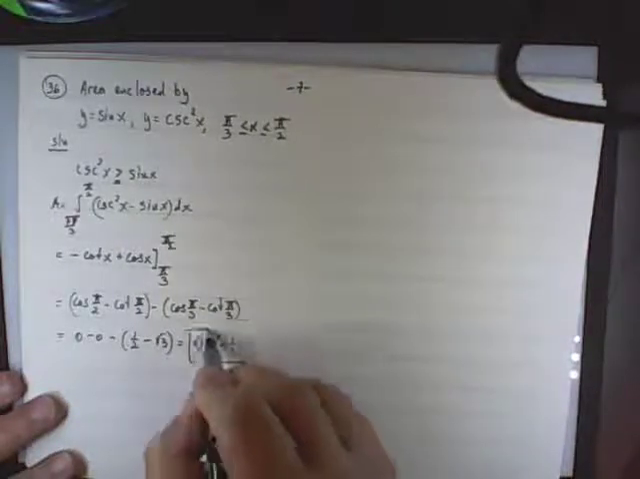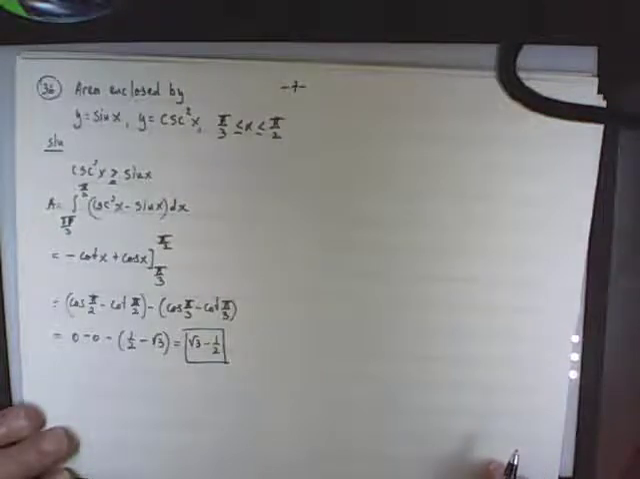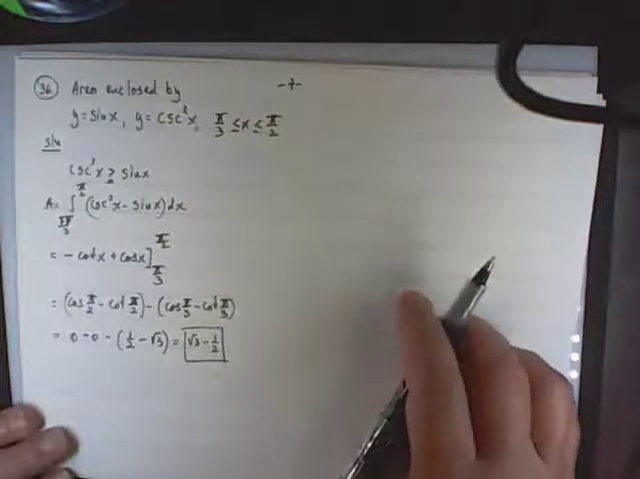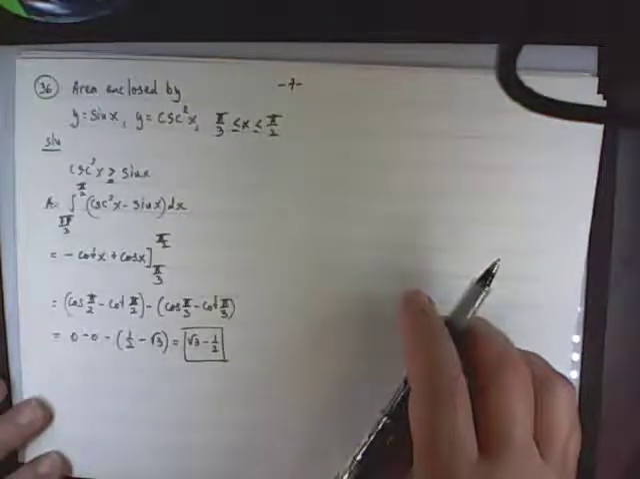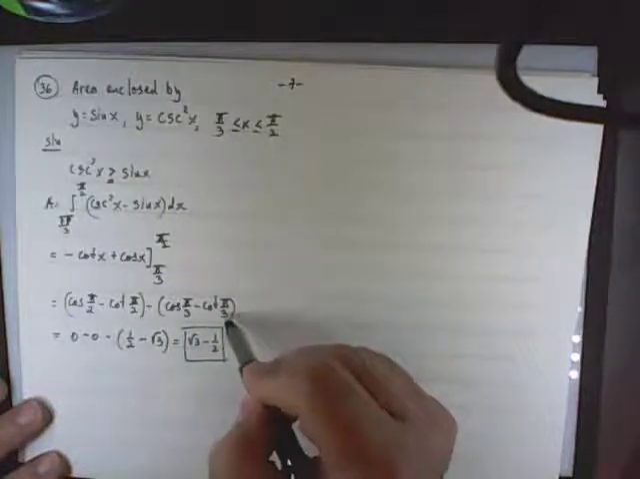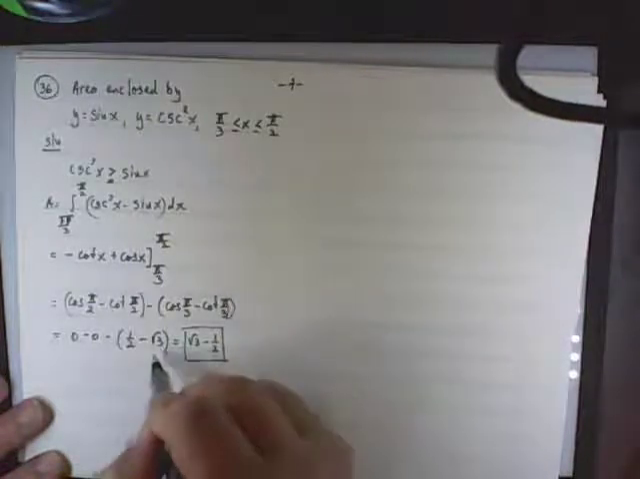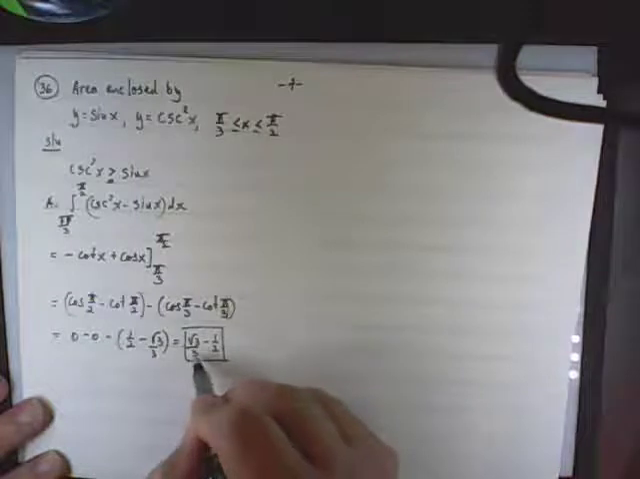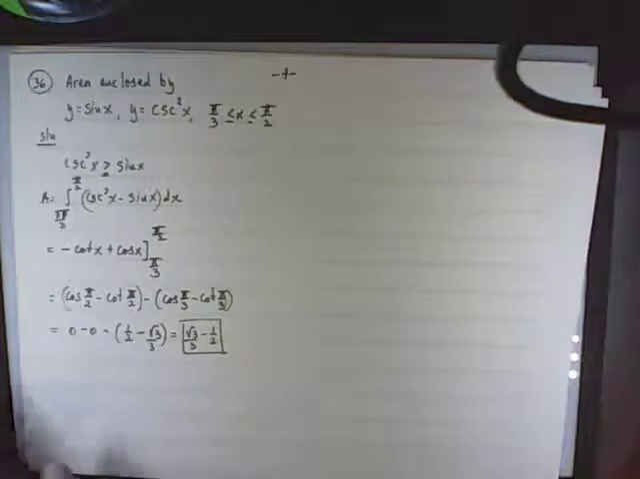Is this the answer? No. Square root of 3 over 2, square root of 3 over 2 minus 1. It was square root of 3 over 3. So it was square root of 3 minus 1. Oh, so cotangent of pi over 3 is like tangent of pi over 6, which is square root of 3 over 3. I'm sorry. You're right. I got lucky.